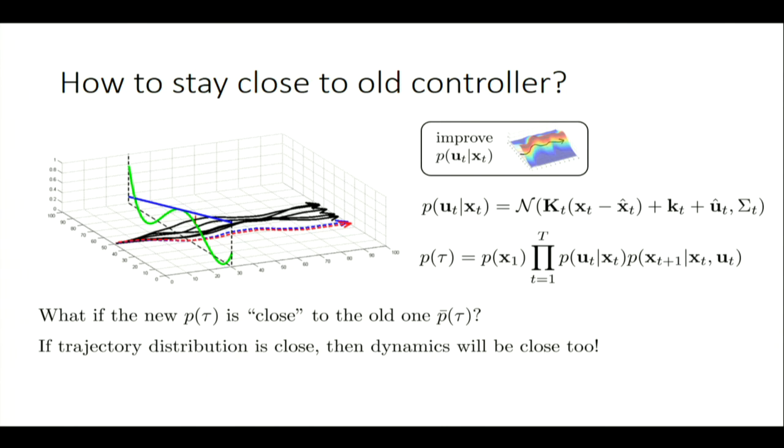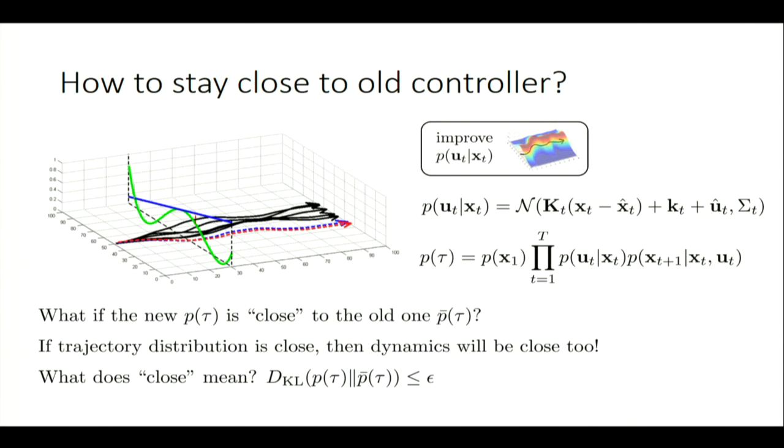So how can we keep two distributions close to each other? Well, we need some measure of how close together two distributions are. A very good measure is the KL divergence, and I'll define this on the next slide. So we can use KL divergence, and we can just say, let's optimize a new linear Gaussian controller, but in such a way that the KL divergence between the trajectory distributions of the new controller and the old one is bounded by some step size epsilon. And this is called a trust region.